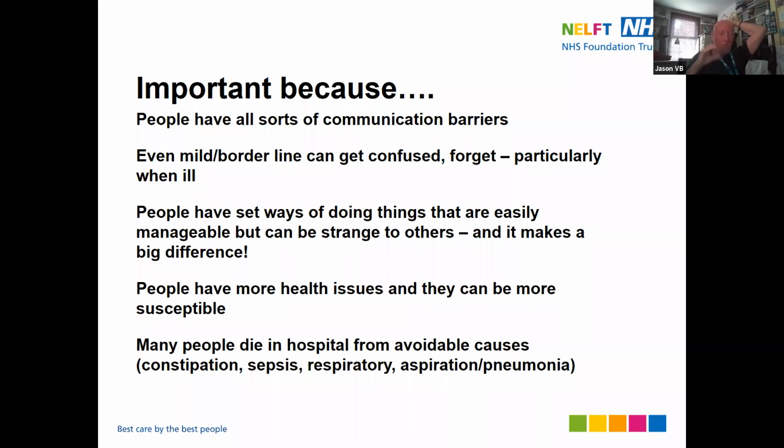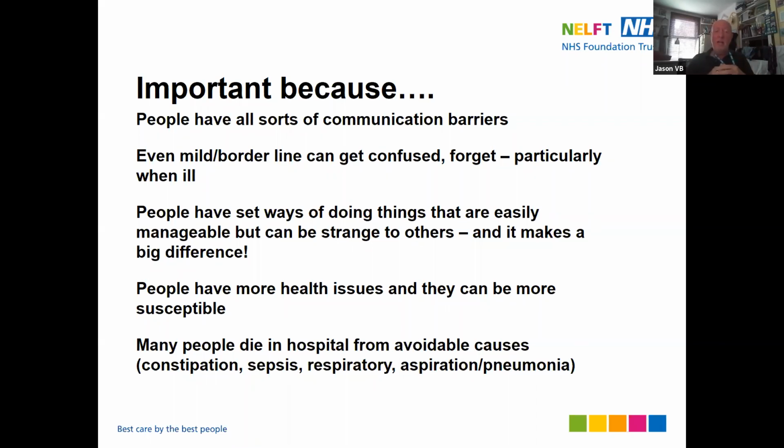So even people with a mild or borderline learning disability can get confused, can forget, particularly so when they're not well. People have got very set ways of doing things that are easily manageable but can be strange to others, and it can make a big difference if you have that understanding in place.